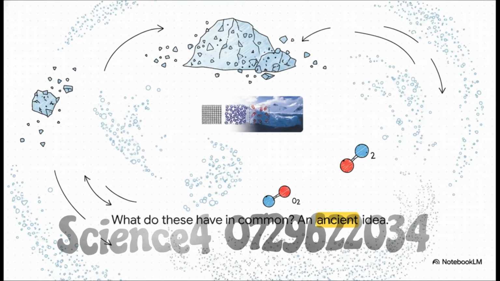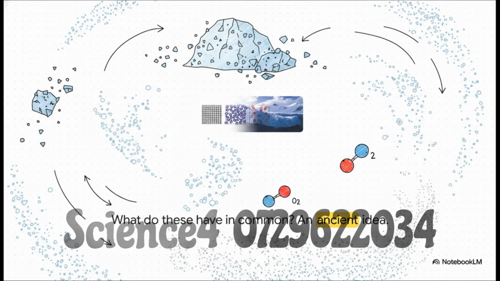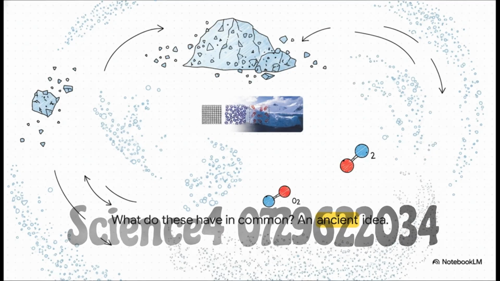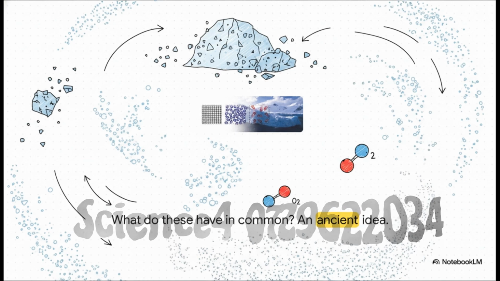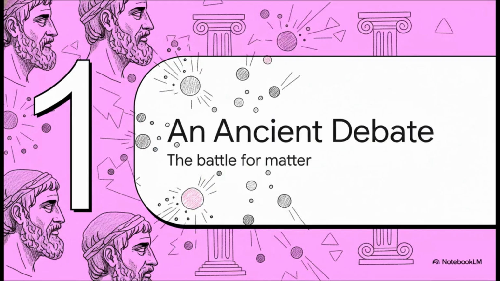So you see this iceberg, right? It looks like one big, solid thing. But believe it or not, it has something fundamental in common with the very water it's floating in and the air all around it. And what they have in common is this really old idea that everything, and I mean everything, is actually made of tiny little individual pieces. But this whole idea that everything's made of particles, it wasn't always the accepted truth, not by a long shot.